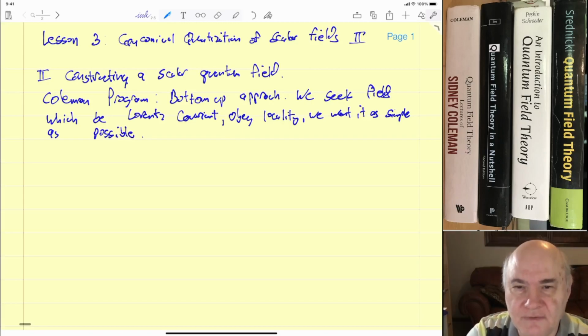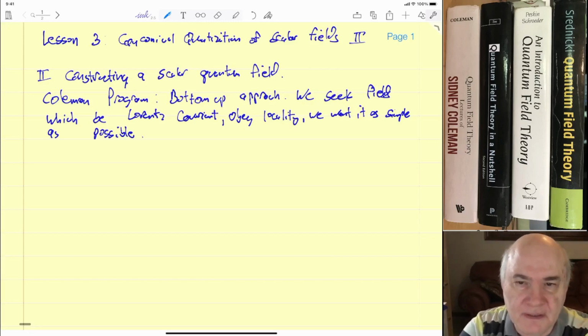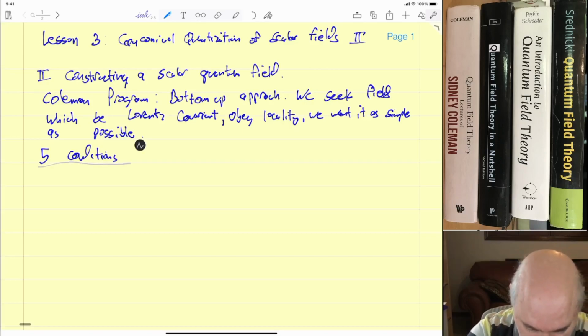Now, as I've said, this lecture is sort of an optional lecture in the sense that in the next lecture, lecture 3, we'll use the standard canonical quantization approach, which is like a top-down mechanical approach. And so right now we're using a more physical approach that Coleman starts with. But not all books proceed this way, and it's always hard to see which came first. This is sort of like a chicken and egg idea. So Coleman has 5 conditions for a scalar field.